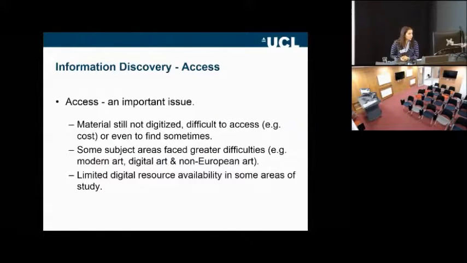So generally speaking about the information discovery aspect and the access issues, again, they still faced problems with regards to access to digital resources and information. One of the reasons was that material is still not digitized, especially when it comes to primary resources, or is sometimes difficult to access. There are copyright problems or costs in order to obtain the images, especially when scholars need them.